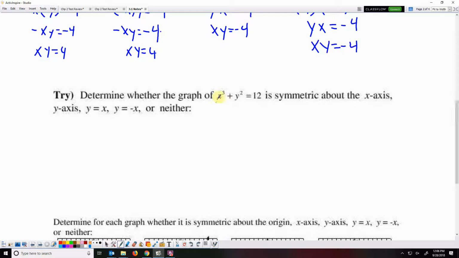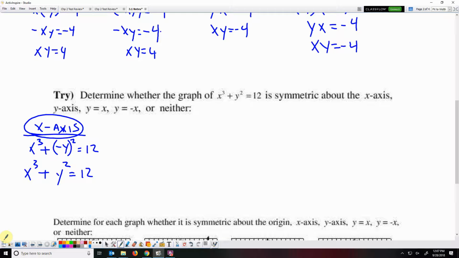Okay, we're going to do the same tests for x cubed plus y squared equals 12. So checking for symmetry about the x-axis. For x-axis, we check the opposite of y. So x cubed plus the opposite of y squared equals 12. If I square a negative, it becomes a positive. So the opposite of y squared, or -y squared, is the same as +y squared. And mathematically, I was just able to make that match the original equation. This does have symmetry about the x-axis.